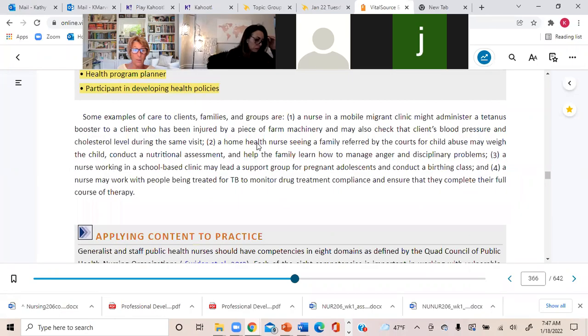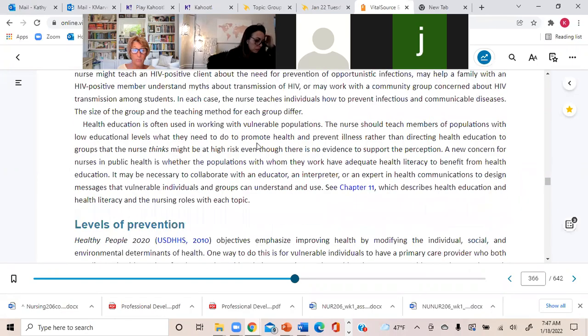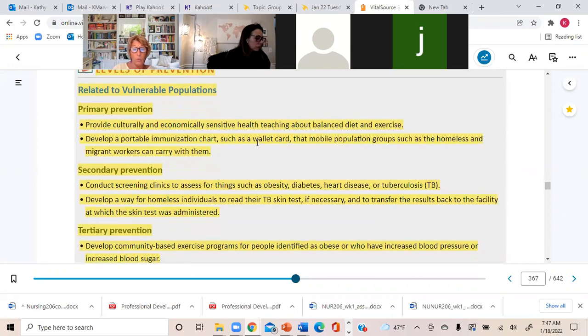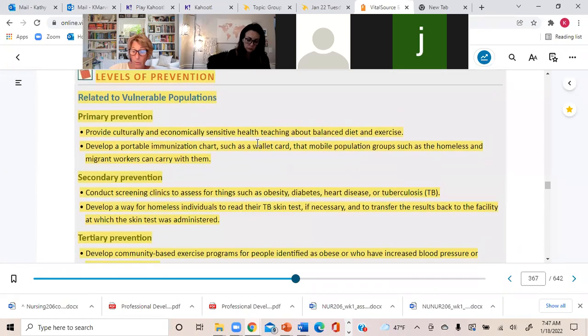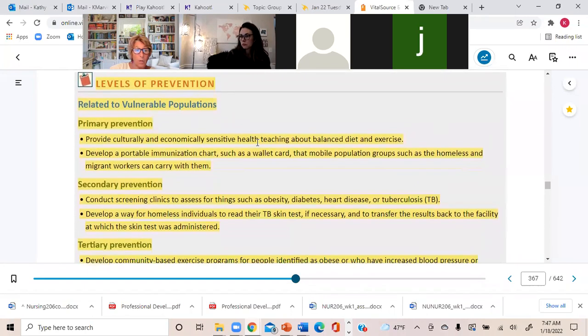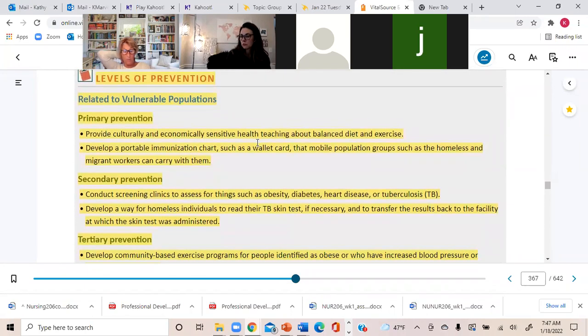Okay, so have a look at box 21.2. And here's our levels of prevention related to, we're in the chapter of vulnerable populations. So have a look at this box. We're not going to go through it because I want to keep going. I have a few more chapters to cover, but go ahead and read through. I definitely read through these levels of prevention box for chapter 21. It's on page 367.